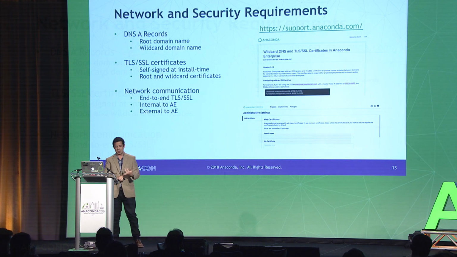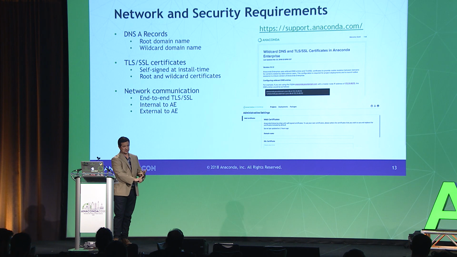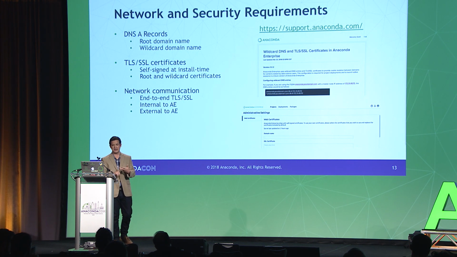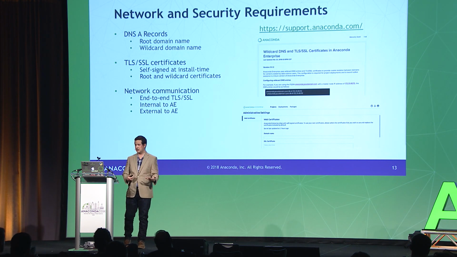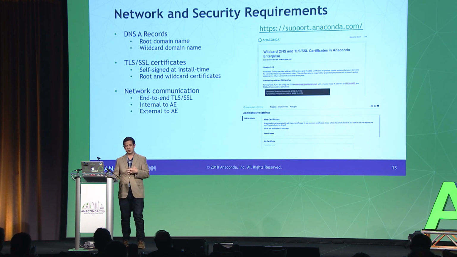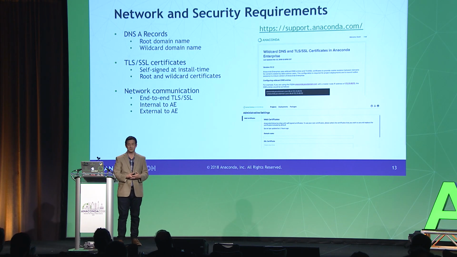So things like DNS A records with wildcards, TLS/SSL certs with wildcards, and end-to-end SSL are all built into Anaconda Enterprise right when you install it. We have knowledge base articles and documentation about why we do this. The bottom line is for security and isolation, so you don't have applications accessing things from other applications. It's a very common pattern in things like Red Hat OpenShift and Pivotal Cloud Foundry, to follow this pattern, to follow all the most recent security standards.